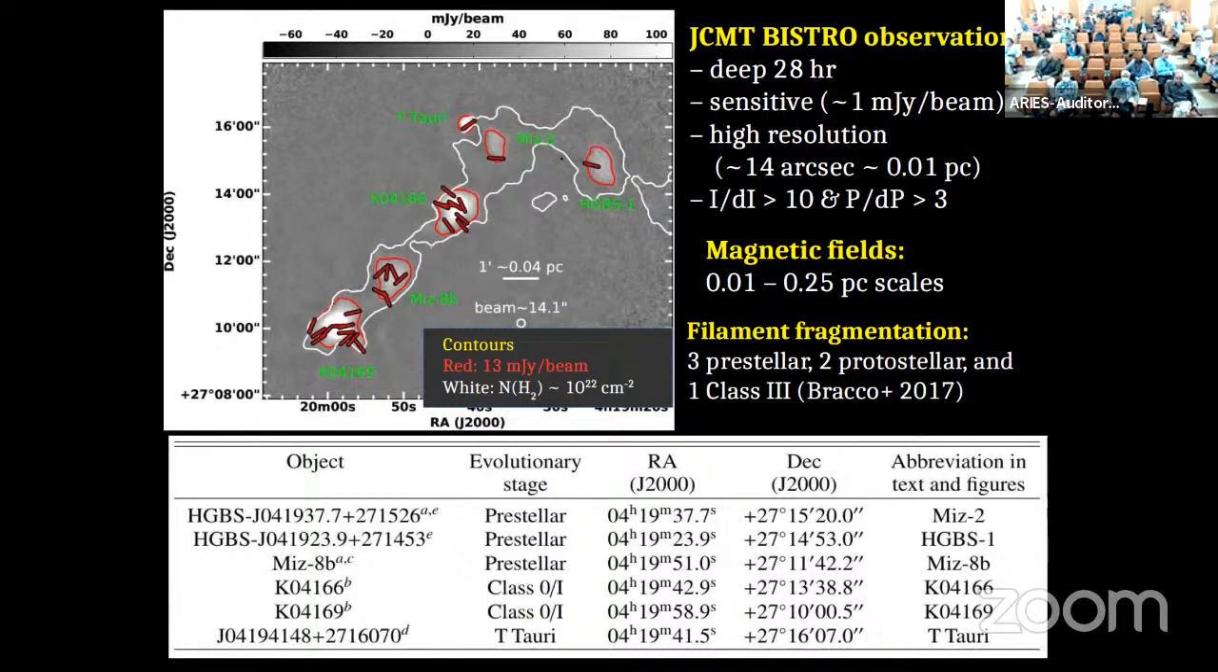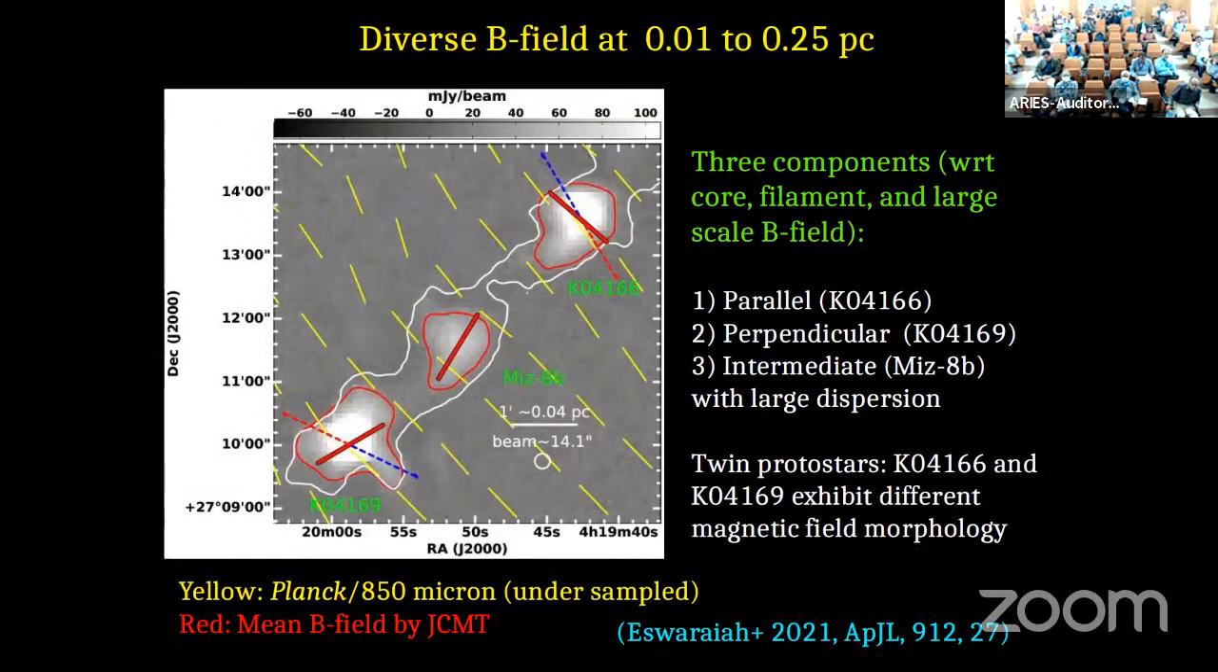I can say that these two cores are twin cores. But even being twin cores, they form from the same parental cloud, and they're actually embedded or surrounded by uniform magnetic fields. Their magnetic field structure is different. You can see that when I plot the larger scale here and the small scale, the red segments, you can see that one core only remembers the large scale magnetic field, but not the other core.